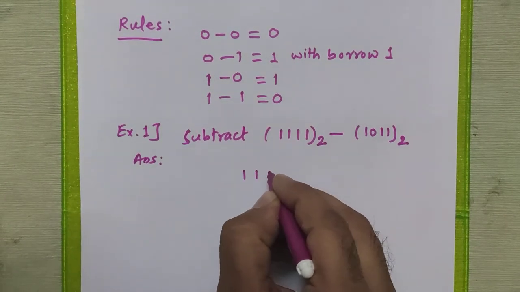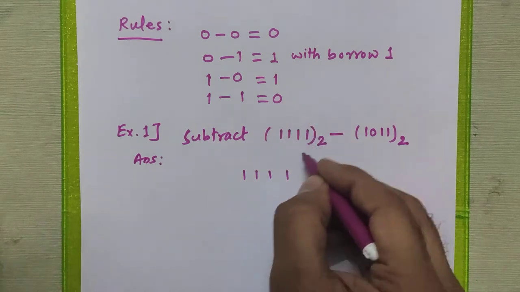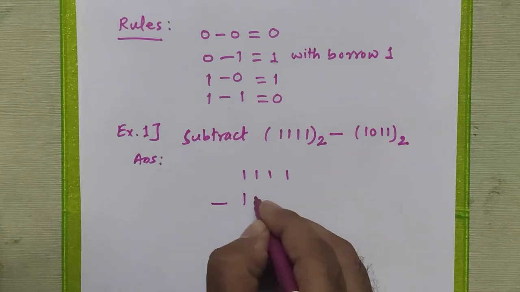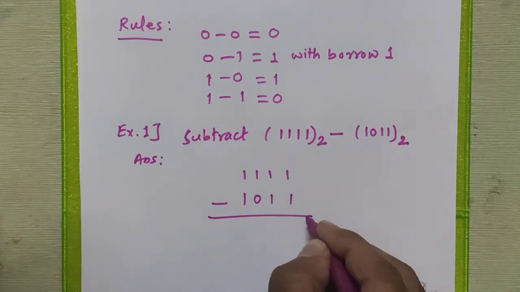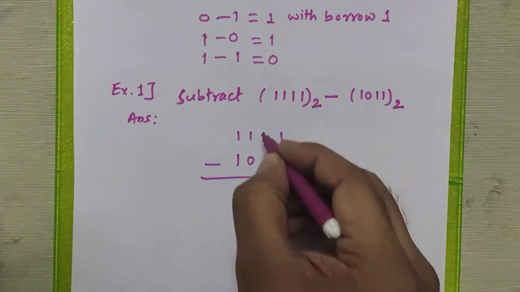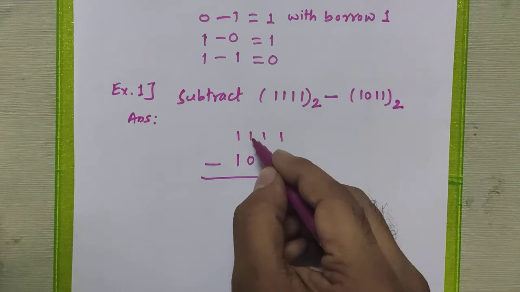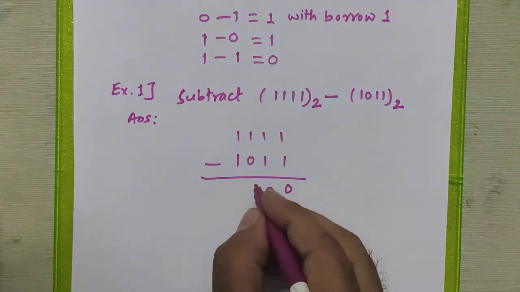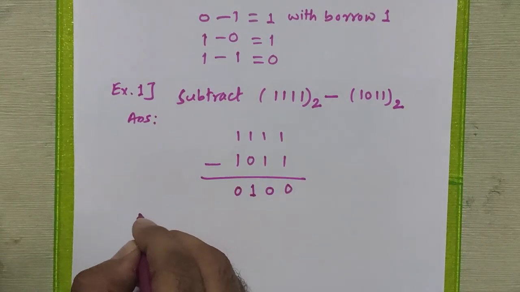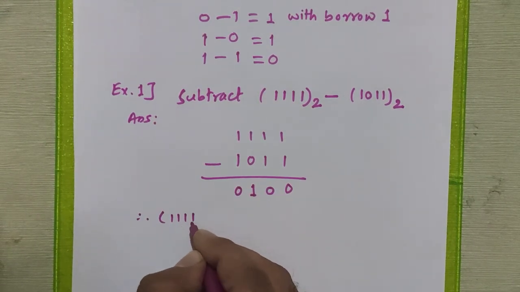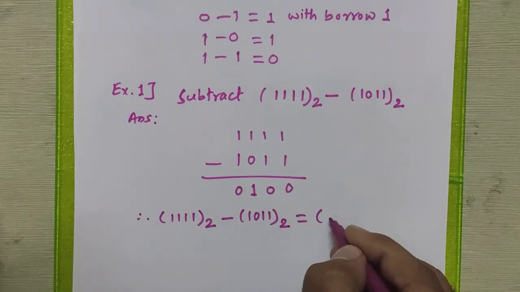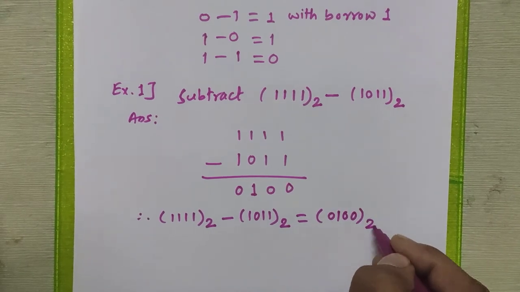Write the numbers as they are. This is the minuend. The first number is called the minuend. The second number is called the subtrahend. Minus 1011. Apply the above rules to solve this problem. 1 minus 1 is 0. 1 minus 1 is 0. 1 minus 0 is 1. And 1 minus 1 is 0. So this is the answer for this problem. Therefore, 1111 in binary minus 1011 in binary equals 0100 in binary.